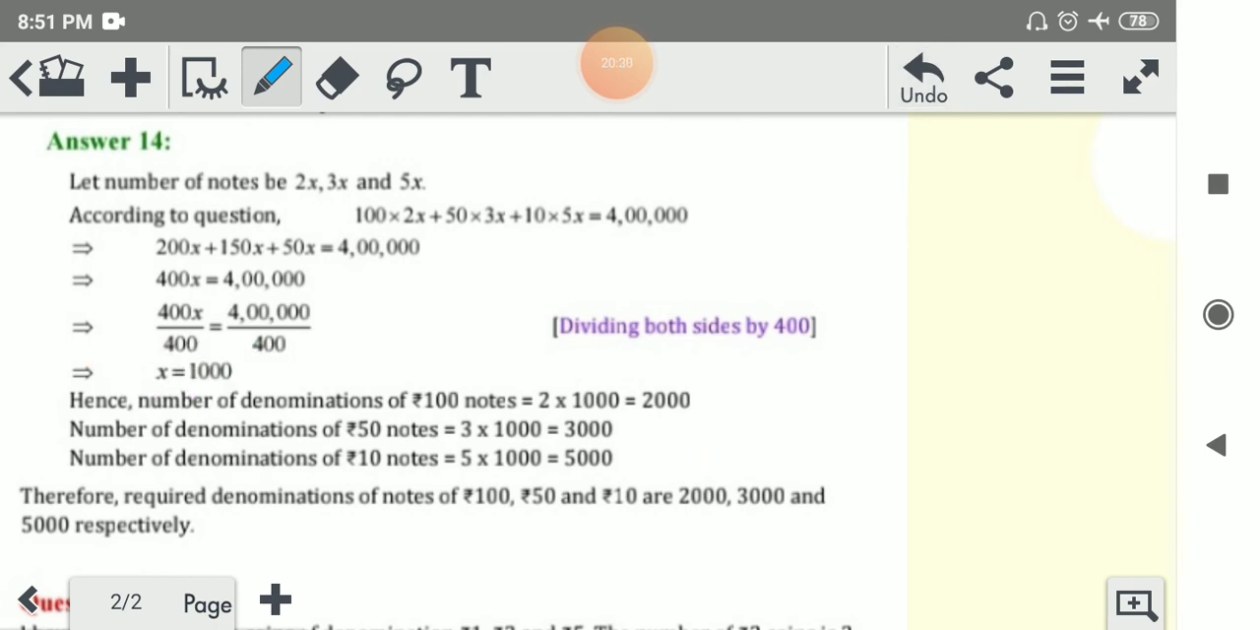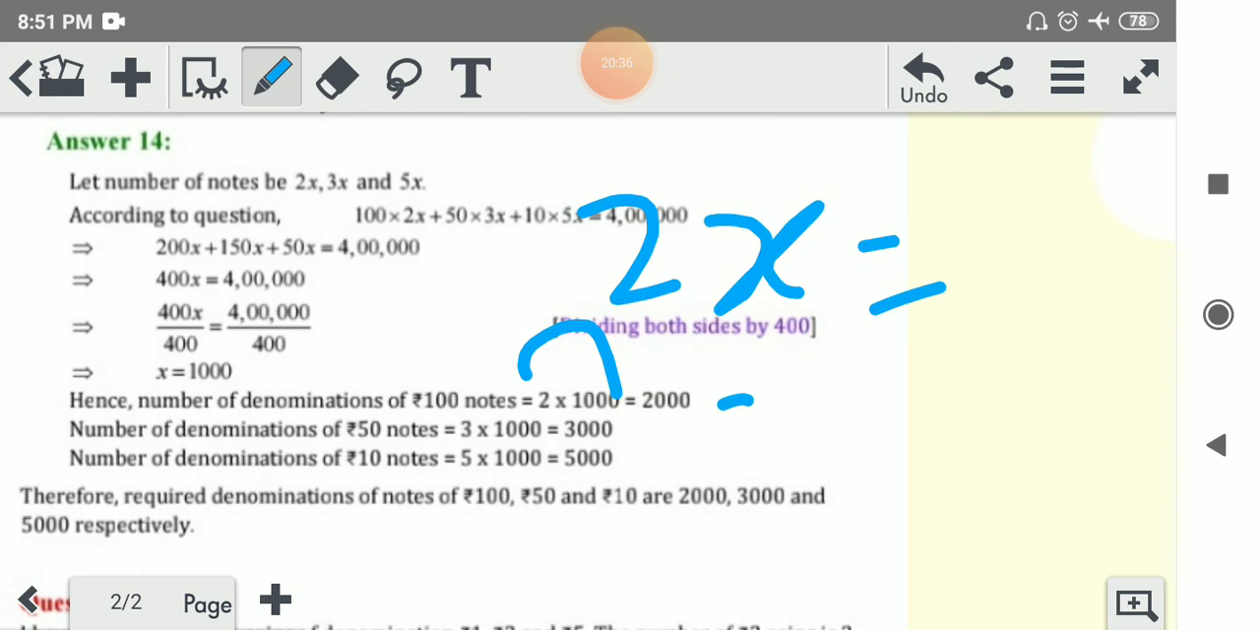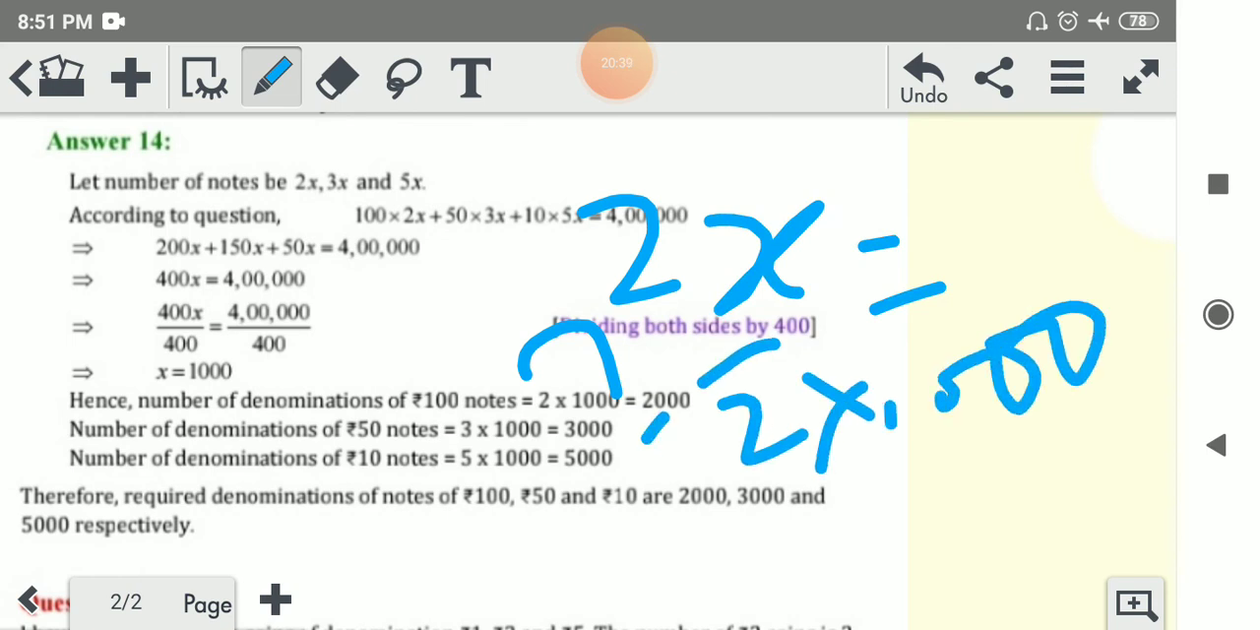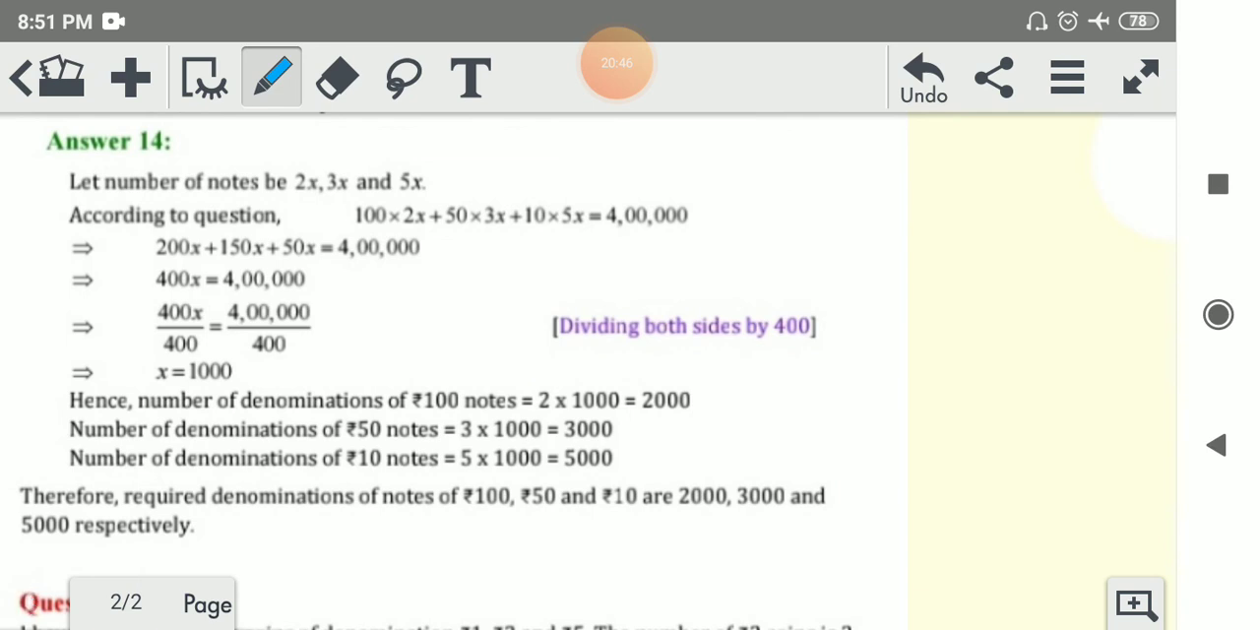So the number of notes of 100 is 2 multiplied by 1000, because the ratio for 100 is 2x. So 2 multiplied by 1000 is 2000, then 3000, and notes of 10 is equal to 5000. These are the numbers.